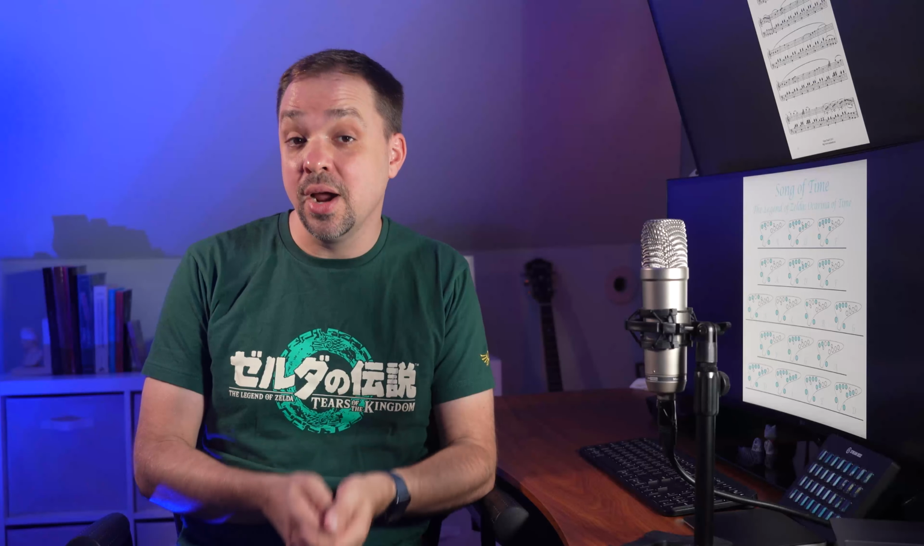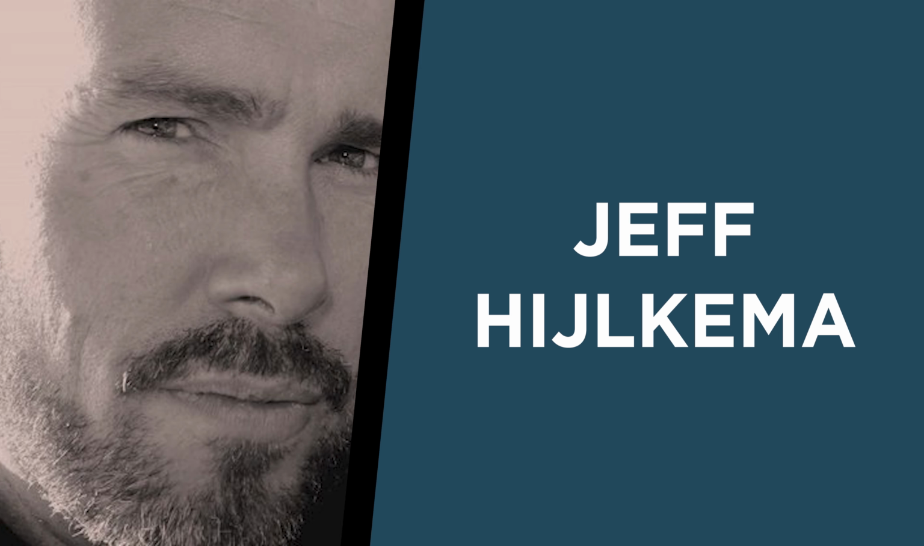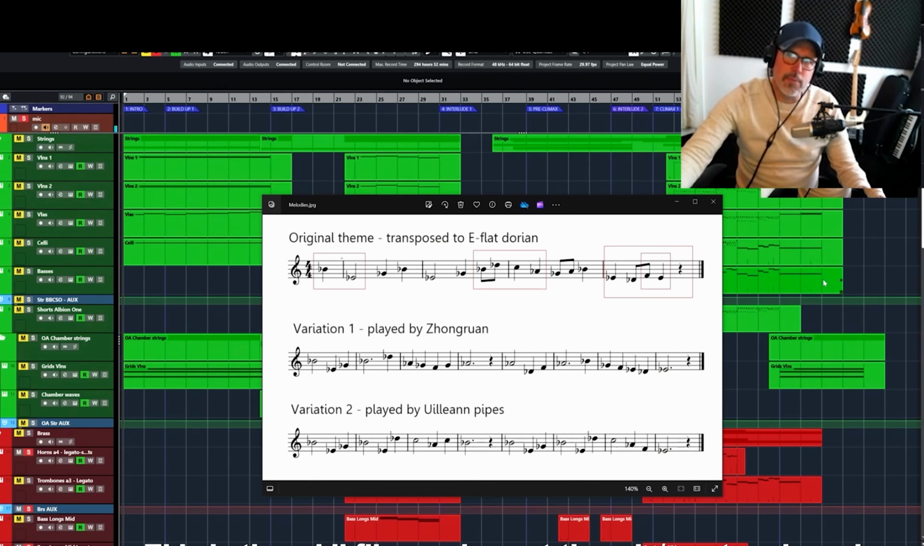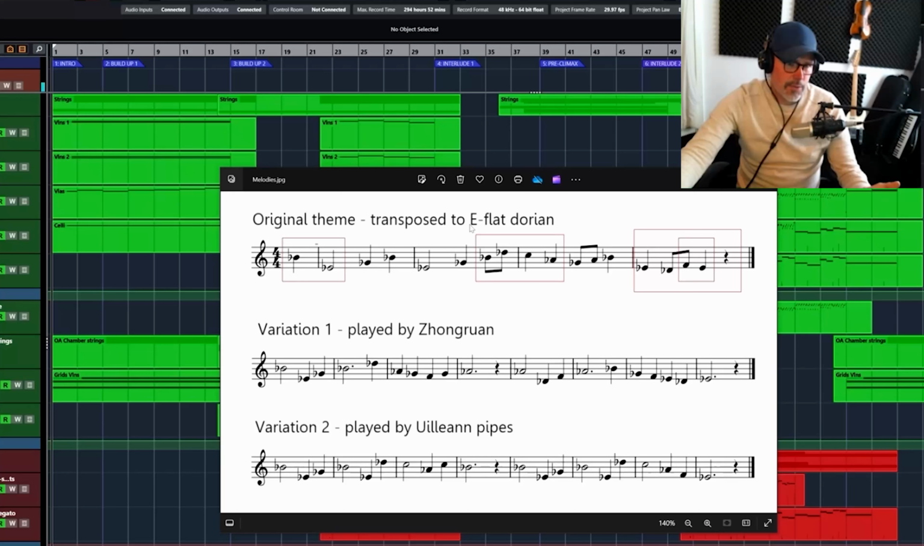Next, we have Jeff Hijlkema, who also shared a video explaining his approach to the composition. Hi, welcome to this breakdown of my Zelda style swap. Let me show you how I first started this piece by creating a melodic chain. A chain that consists of the original theme that I transposed to E flat Dorian, and then I made two variations. Next to that, I made some little motifs out of the red squared intervals that you see here. Now let me show you how I worked that out in the piece.